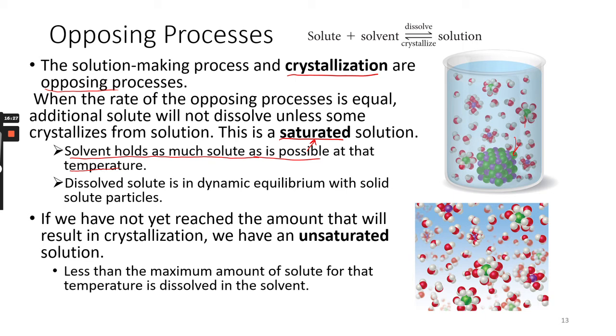If we have not yet reached this point where our solvent is holding the maximum amount that it can, then we say we have an unsaturated solution. So this is holding less than the maximum amount of solute. And you see here, there's a couple solute particles, but it could still hold way more. So this is not saturated. This is unsaturated.